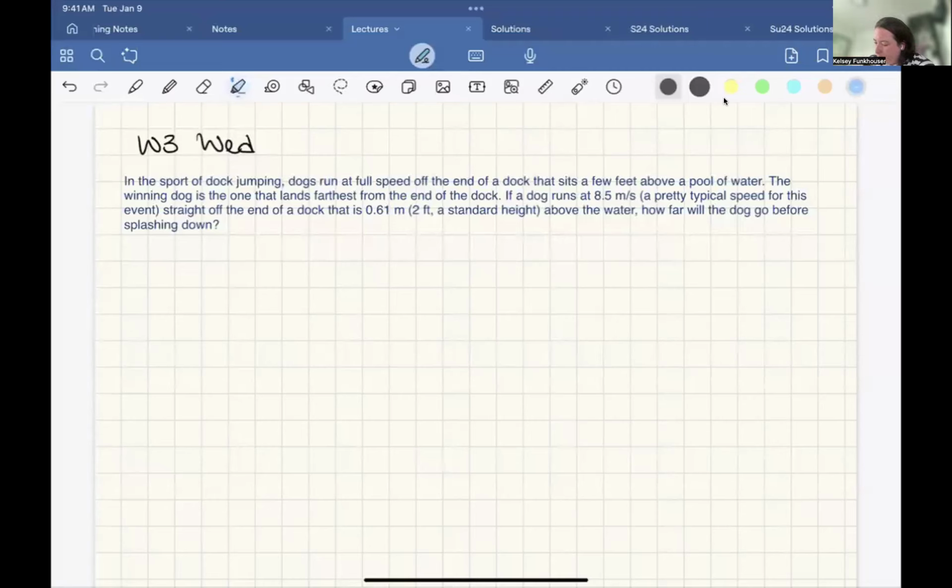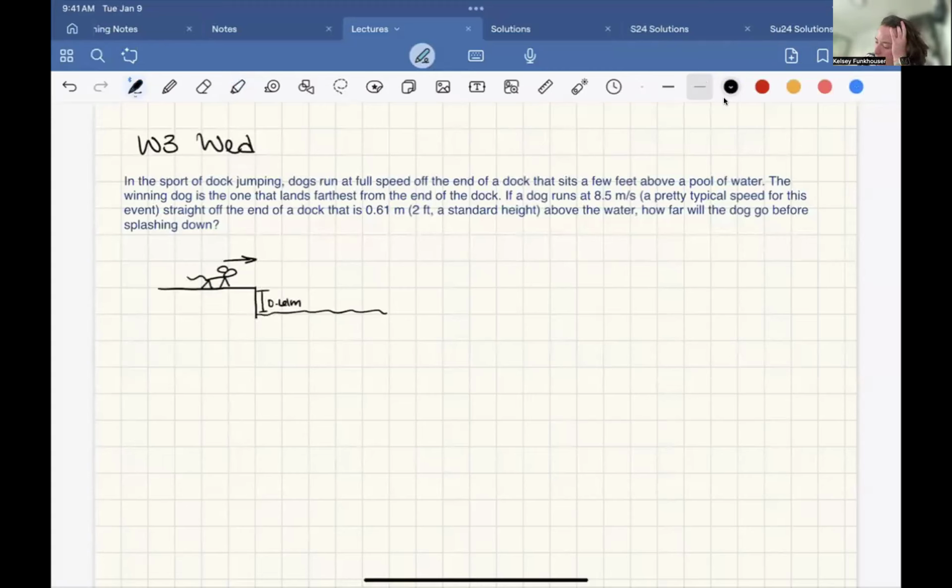how far will the dog go before splashing down? So let's start by drawing our situation. And please excuse the drawing of a stick dog that I'm about to make. There we go. And it has a tail. Okay. So there's its velocity, and then we have the water, and the water is 0.61 meters below the dock.